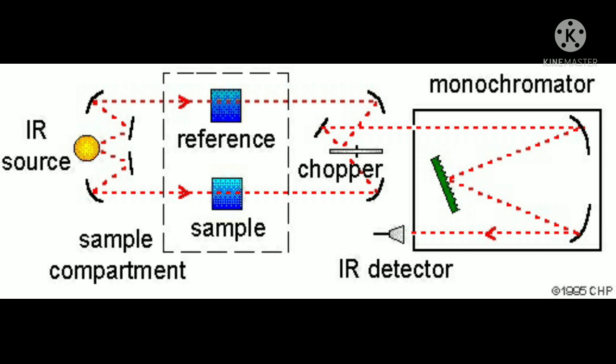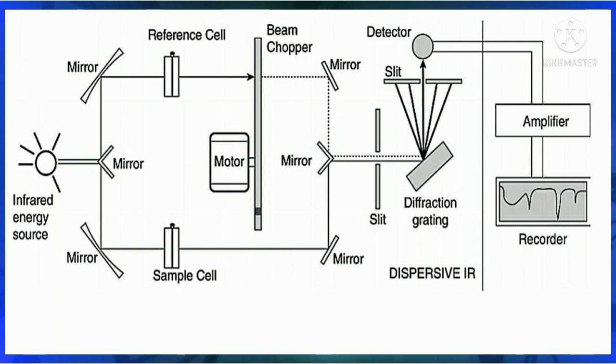Now, if it will itself absorb IR radiation, then we will get faulty data, right? As we need to determine what is the functional group in our sample, we need to identify our compound, in which frequency, in which wave number it absorbs or it transmits. So if water itself will absorb some IR radiation, then we will not get our desired result.